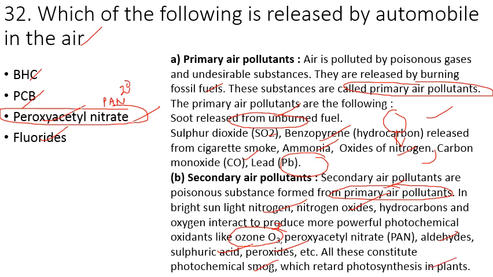So we have two categories of air pollutants, that is primary air pollutant and secondary air pollutant. And the pollutant that is released from automobiles is peroxyacyl nitrate, which is a secondary pollutant which is formed after the combination of oxides of nitrogen with oxygen.